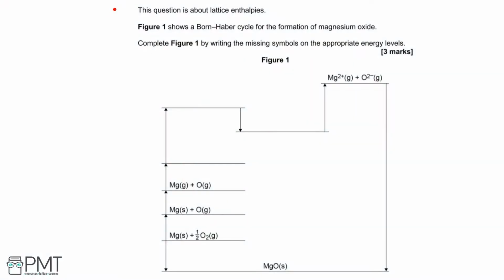This question is about lattice enthalpies. Figure 1 shows a Born-Haber cycle for the formation of magnesium oxide. Complete Figure 1 by writing the missing symbols on the appropriate energy levels.